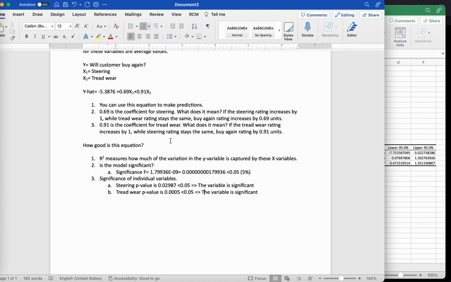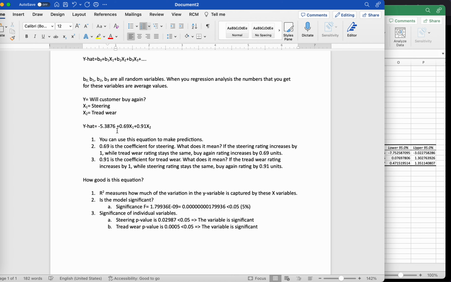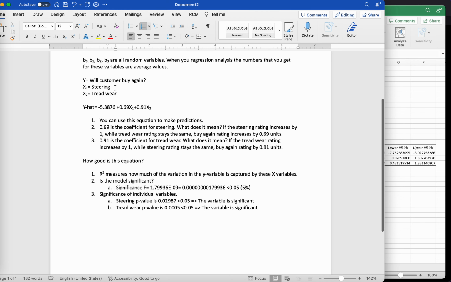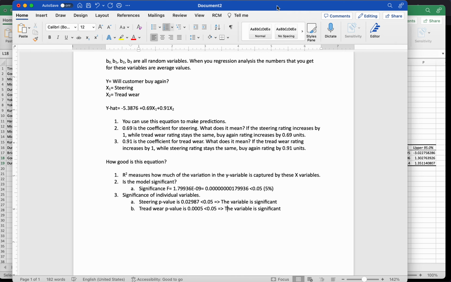And that's it. So that's regression analysis. That is everything that you can do with regression analysis. First is the equation. You can use the equation to make predictions, and you can interpret the values of the coefficients, which tells you something about the variables, something about how the y variable depends upon the x variables. And then the question is, is this a good equation at all? So there are three things that you can do to look at this. First is look at the R-square value. It tells you how much of the variation in the y variable is captured by the x variables. And then you look at the model significance and the significance of individual variables. And that is regression analysis, and this is the best way to do associative forecasting, right?